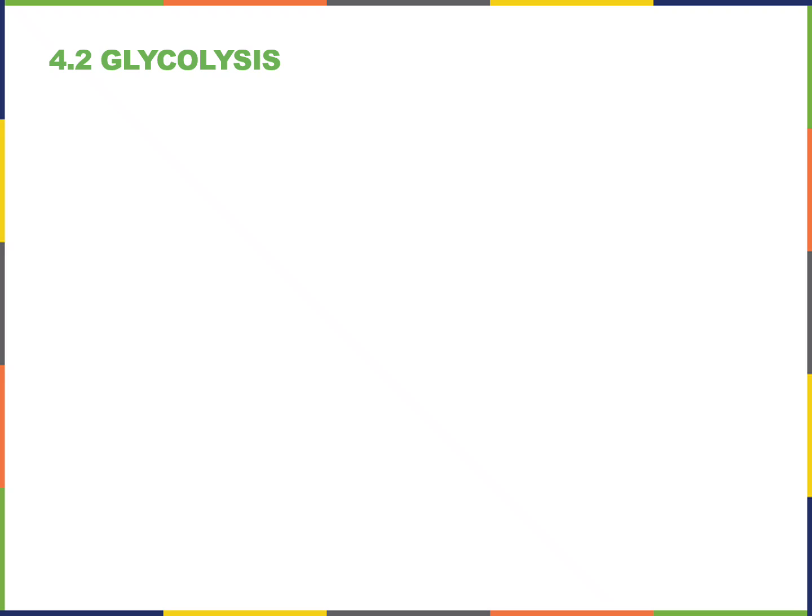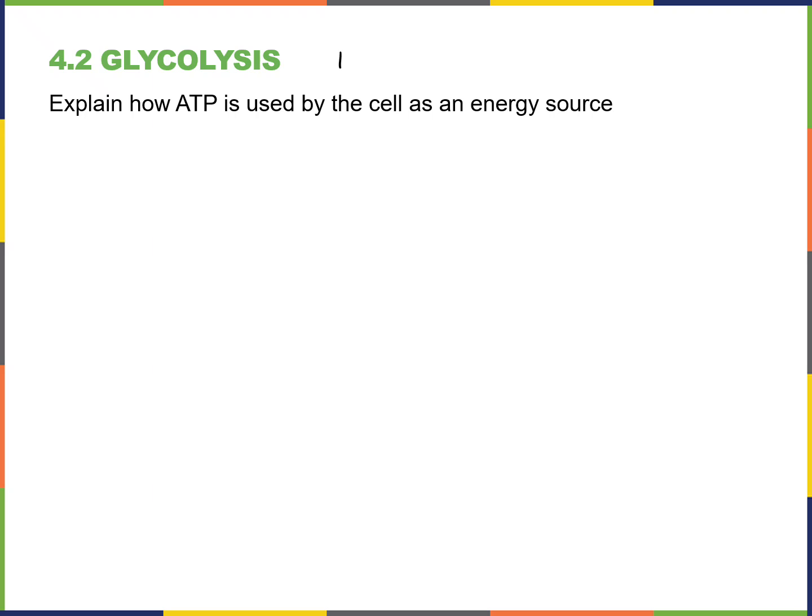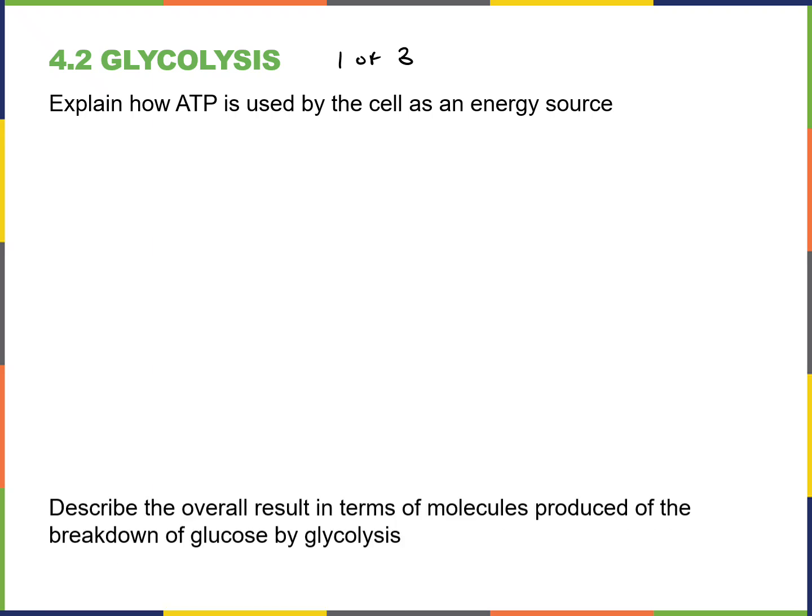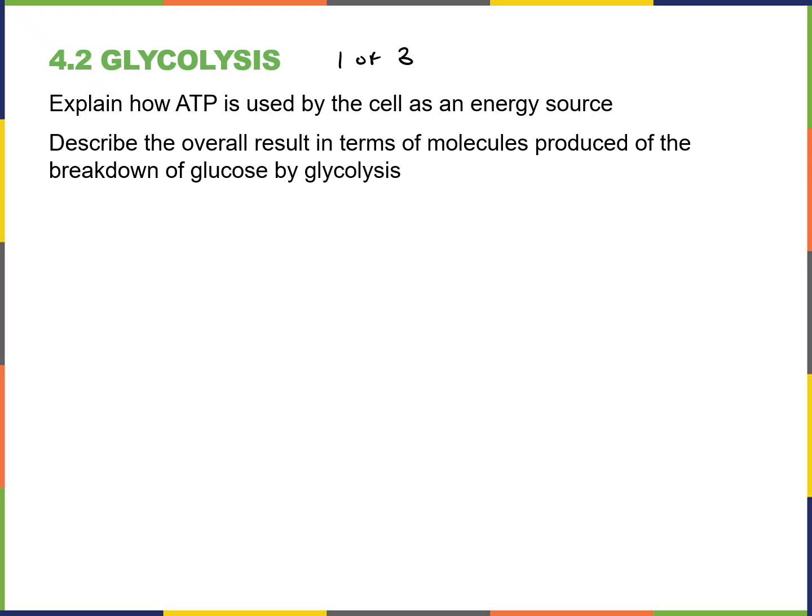Okay, so let's talk glycolysis. Glycolysis is one of 3 big processes that our cells do to make energy. So we're going to talk about how ATP is used by the cell as an energy source. And then we're also going to talk about the molecules produced by the breakdown of glucose by the process glycolysis. If we break up this word, glyco means glucose, lysis means to break. So it's just the process of breaking down glucose.